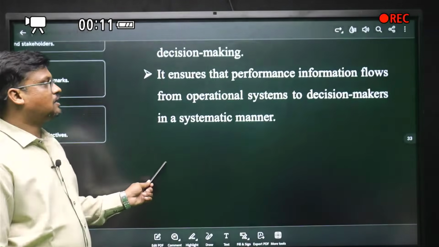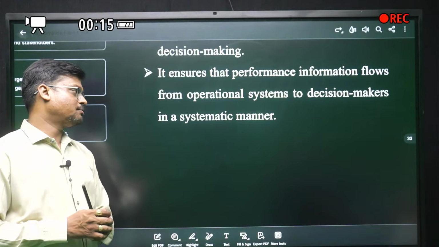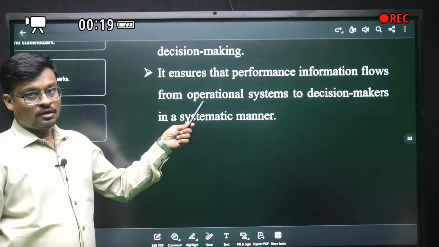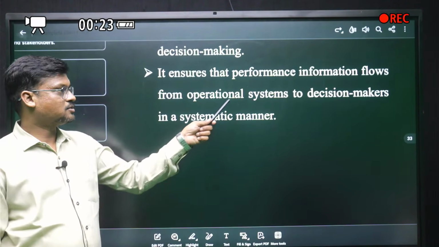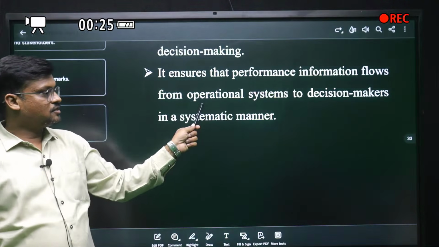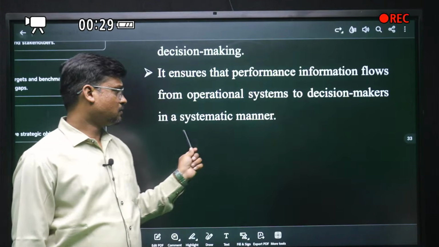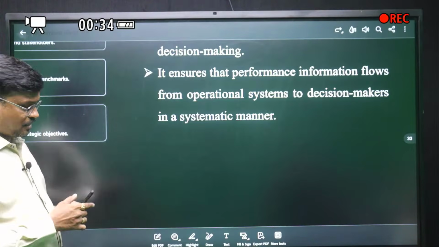It ensures that performance information flows from operational systems to decision makers in a systematic manner. This is your actual data where the actual operations of your organization take place. Information from the operational systems will flow in a systematic manner to the decision makers. This job is taken care of by your BPM. Okay.